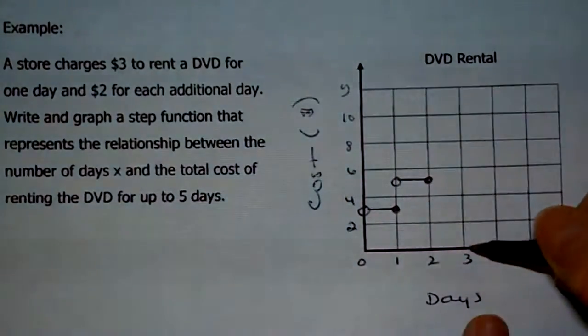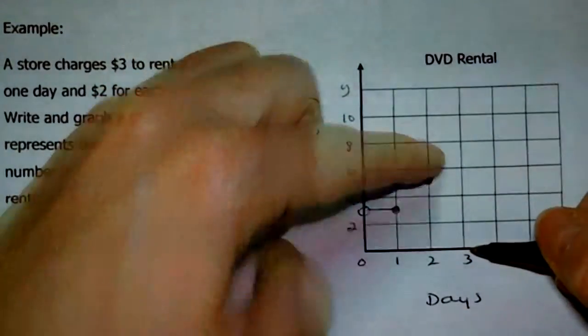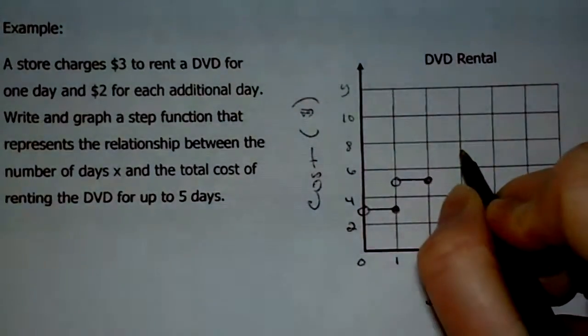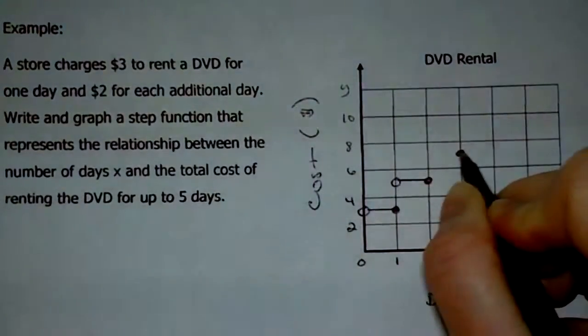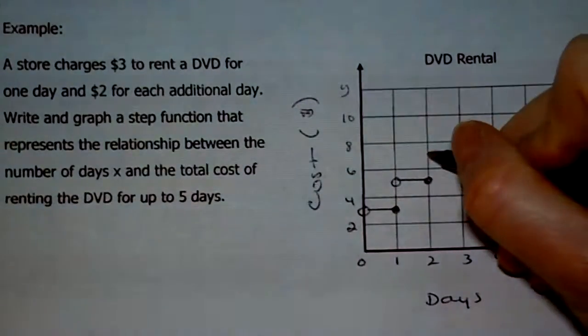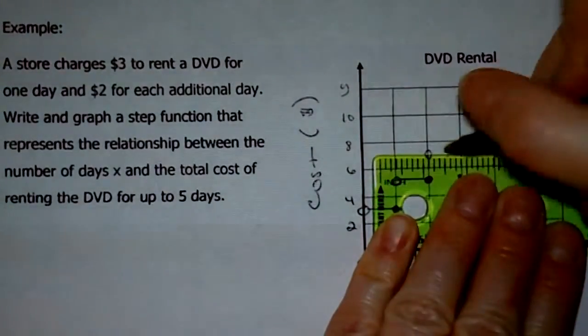If I have the movie for 3 days, I'll pay the $3, then another 2, then another 2. So if I have a movie for 3 days, I would spend $7 on it. If I have the movie for 2 days, it's 5, but anything more than 2 days, between the 2 and the 3, will be 7. I'm hoping this is making sense as we go.